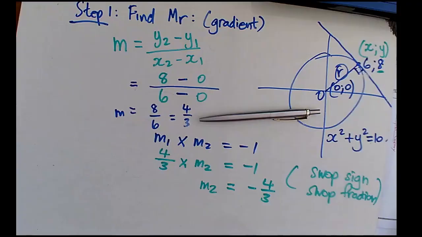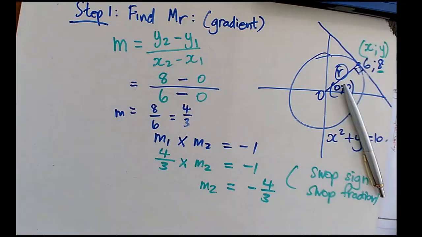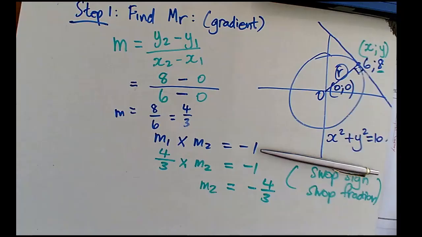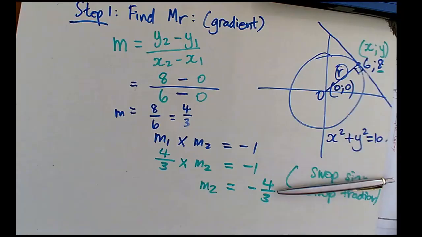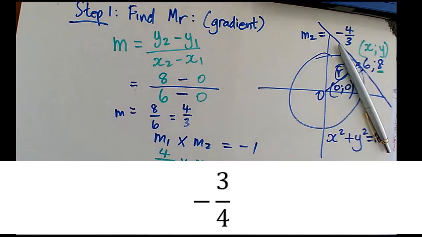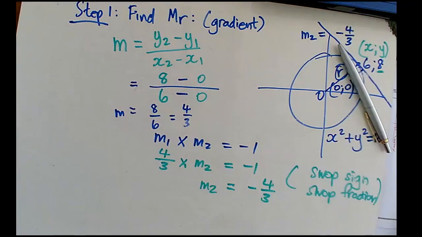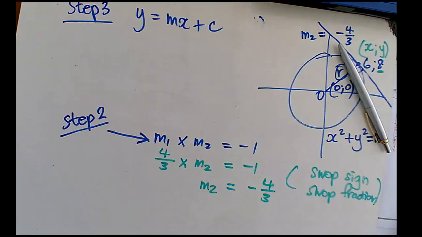Right, now we said that that was m1, the gradient of m1. We are saying that that's the formula to find m2, and that is now m2, which is negative 3 over 4. Right, so now we have the tangent gradient of negative 3 over 4. Right, so step 2 is that part of finding the gradient.